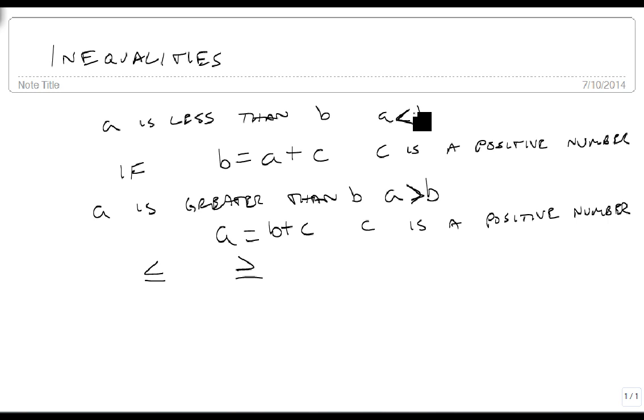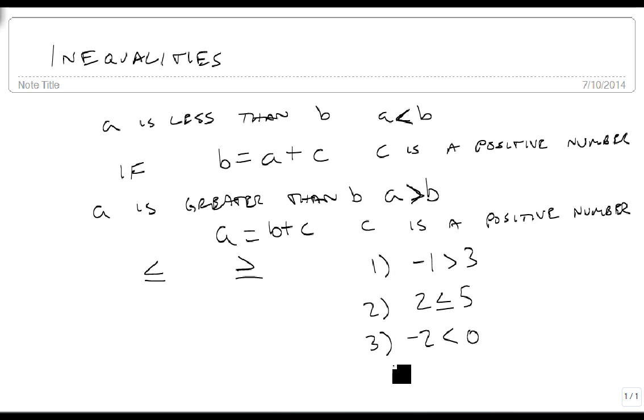So for instance, let's determine which of these is true. We have -1 is bigger than 3. We have 2 is less than or equal to 5. We have -2 is less than 0. And we have 7 is greater than 7. So what we want to know is if they're true or false.